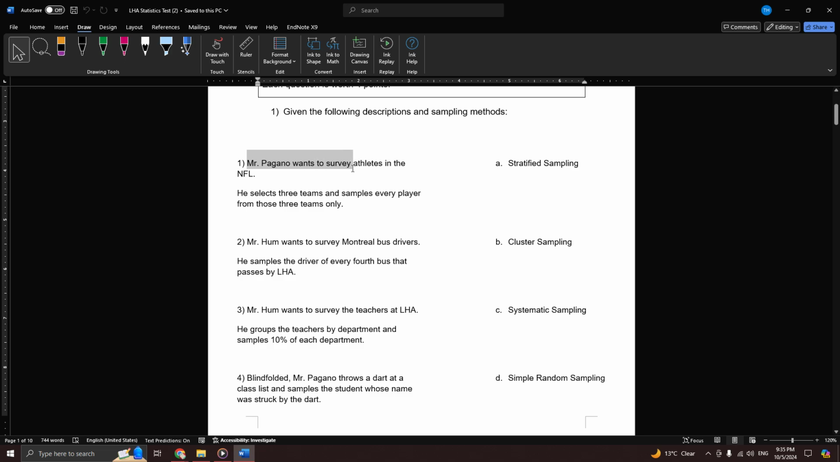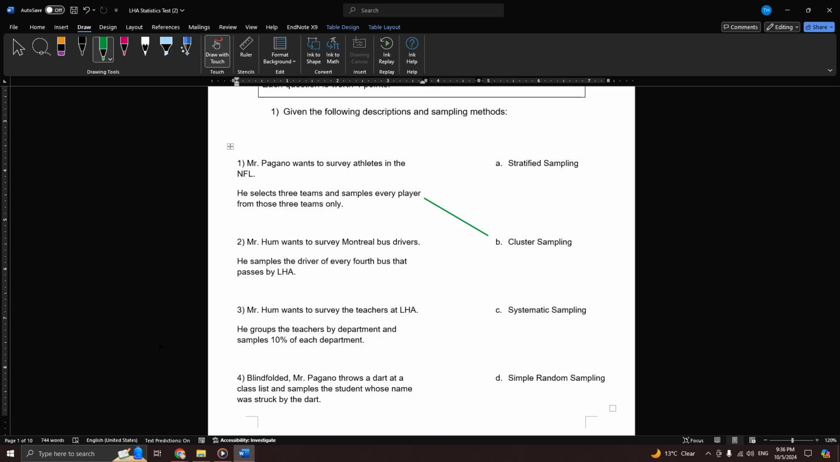Mr. Pagano wants to survey athletes in the NFL. He selects 3 teams and samples every player from those 3 teams only. So this reminds me of when we talked about populations and we split up the population into groups or clusters, and then we would sample every person from a few of those clusters, but no one else. For example, we'd have 5 classrooms, and we would survey all the students in those 5 classrooms, but no other classes. All right, so it's very convenient for the person who's doing the sample, but they're not going to ask everyone in the school. Okay, so this is very obviously going to be cluster sampling.